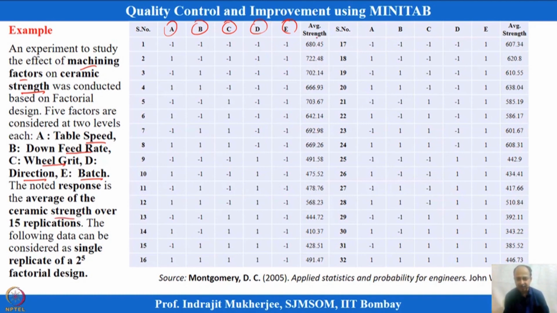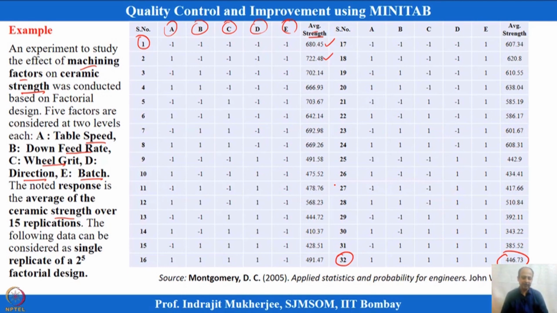The response, the Y condition CTQ, ceramic strength, is continuous; this is the average strength noted down, and these are single observations. So we have 32 trials, from 1 to 32, and the information on the Y characteristic is also noted down. Only one observation is available, the average strength, in this 2 to the power 5 design, and we can create the same design matrix from MINITAB.